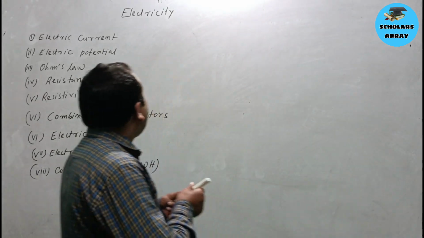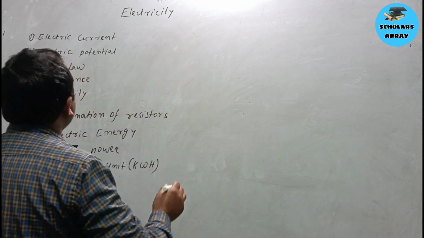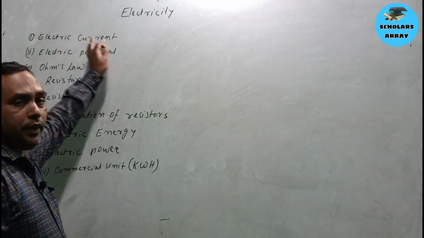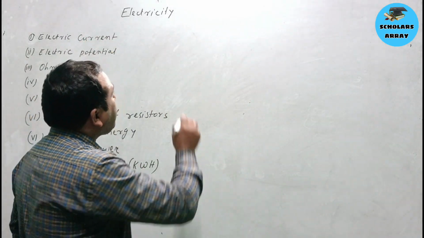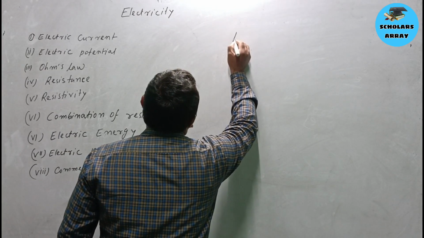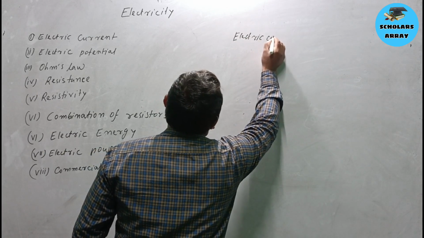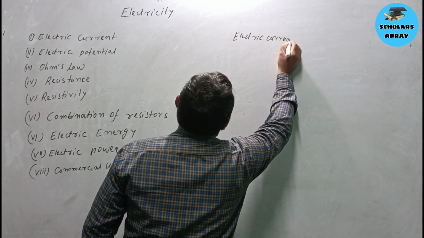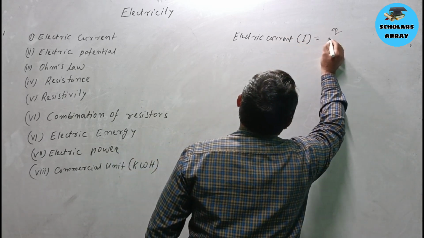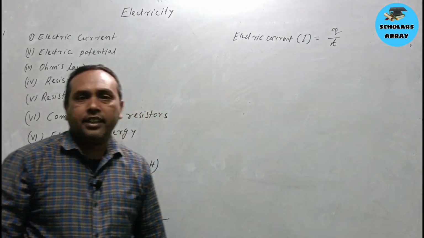Today's topic will be Class 10 Science, Electricity. In electricity, our first topic will be electric current. You know students, electric current we denote by I, equal to Q by T. Means charge per unit time can be defined as electric current.